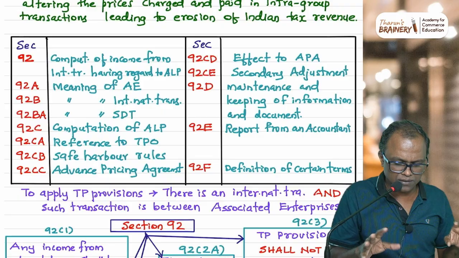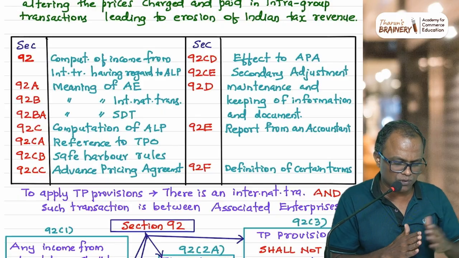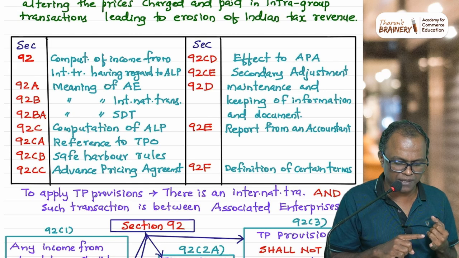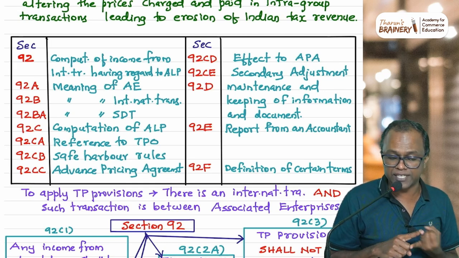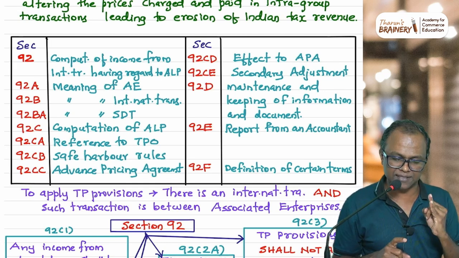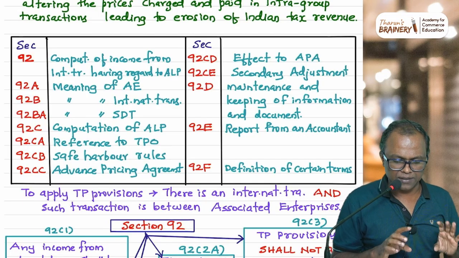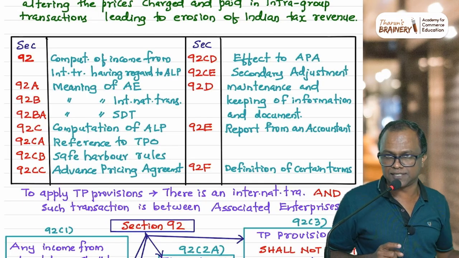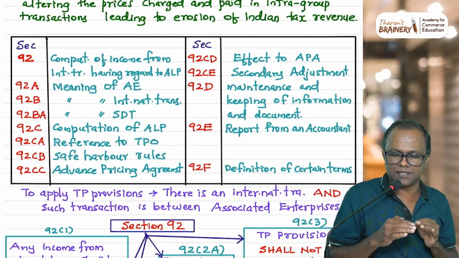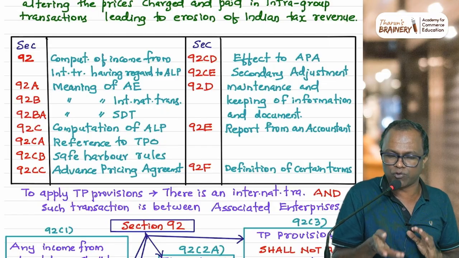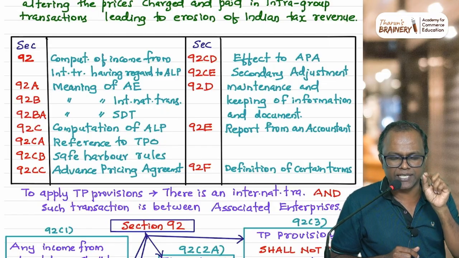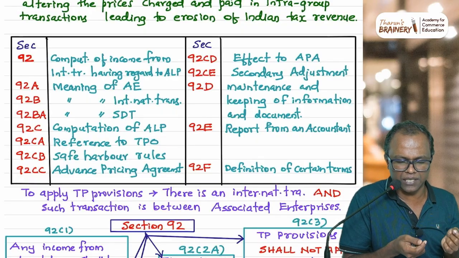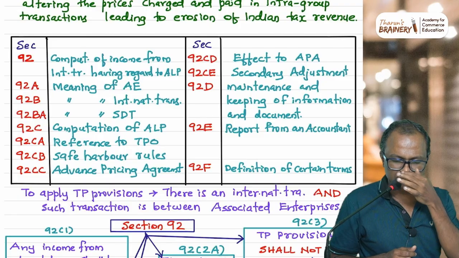So in my opinion, the core area from transfer pricing out of the past trends is from the theory area. The more important area is advance pricing agreement and various penalties under transfer pricing. That is the theory area, more important. And the problem area, computation of ALP and this secondary adjustment. And one more thing that is not in between 92, that is in 94B, that is limitation of interest. That is thin capitalization. We can say like that, thin capitalization or limitation of interest.